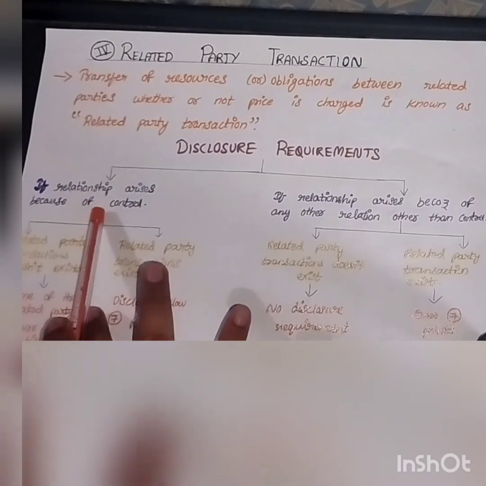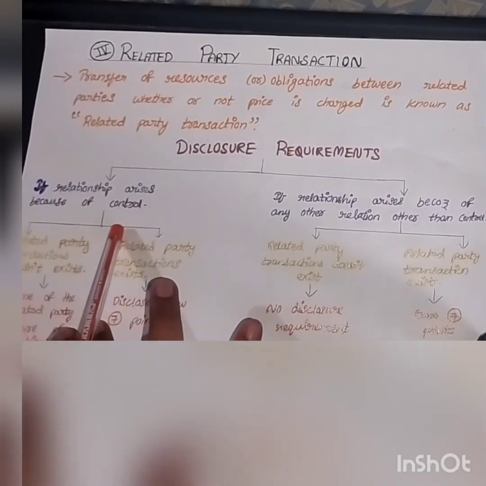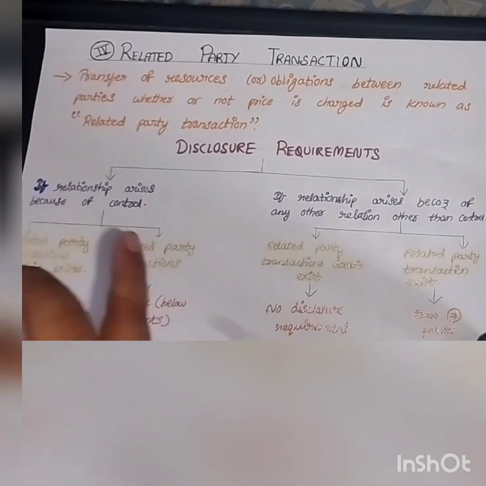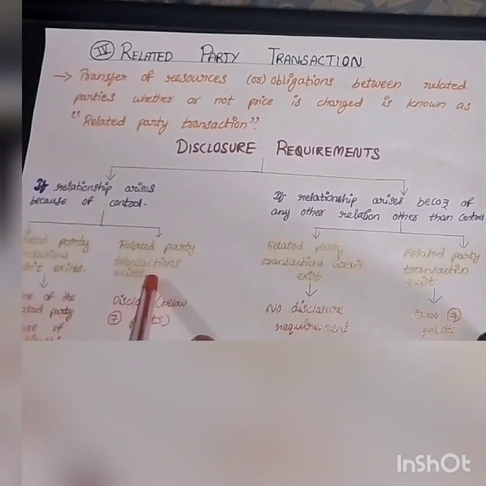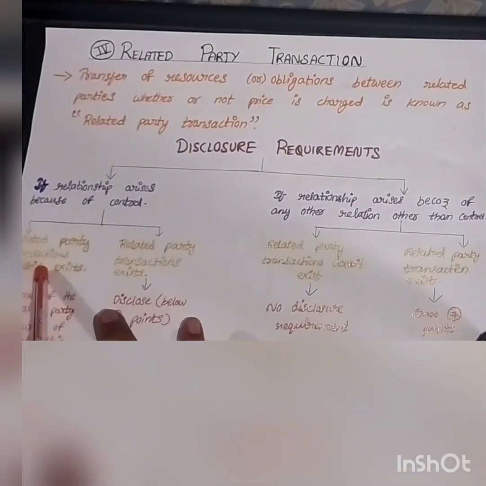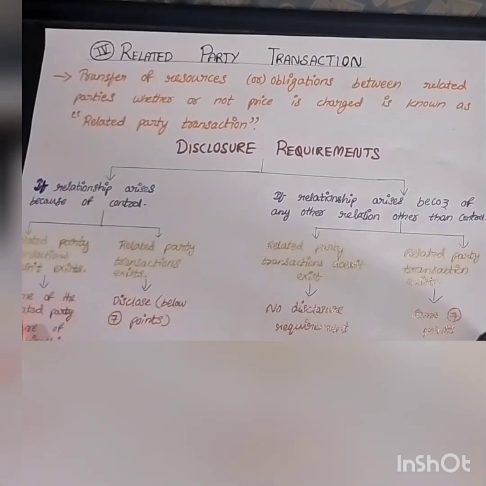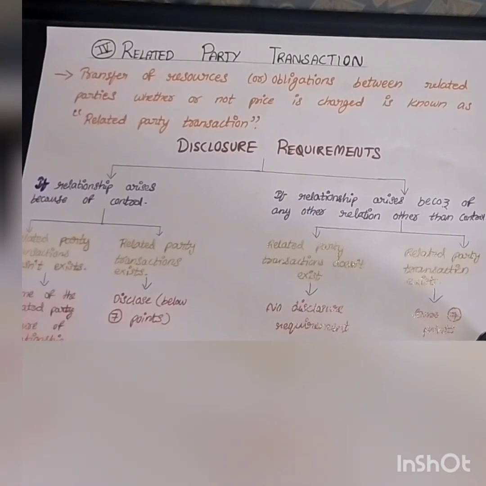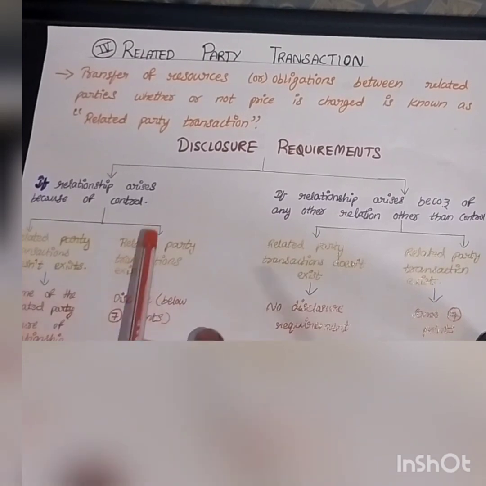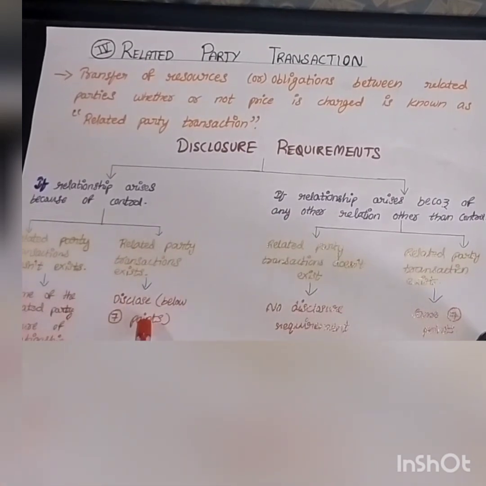If the disclosure requirement is based on control and the transaction does not exist, what should we disclose? Just the name of the related party and the nature of the relationship. Got it? And in the case where a transaction exists, then the 7 points that I'll be discussing now, those 7 points you are supposed to disclose, by following Accounting Standard 18.